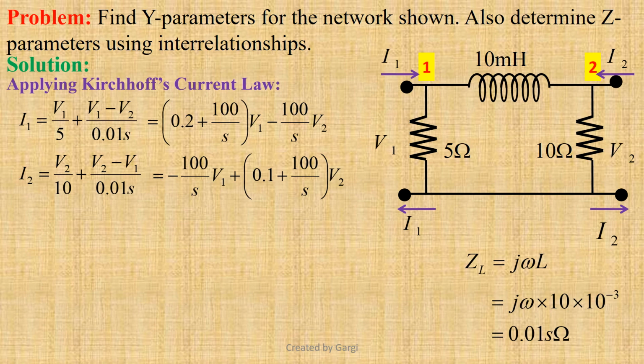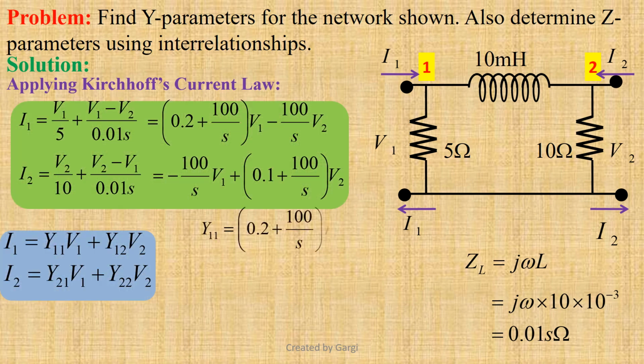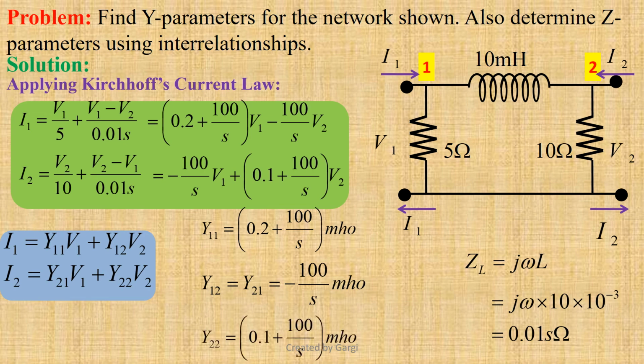The linear equations used while describing a two-port network using Y parameters are I1 equals Y11 V1 plus Y12 V2 and I2 equals Y21 V1 plus Y22 V2. Comparing these two sets of equations, we get Y11 equals 0.2 plus 100 by S mho, Y12 equals Y21 equals minus 100 by S mho, and Y22 equals 0.1 plus 100 by S mho.